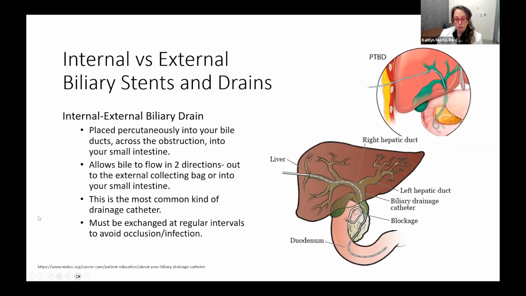So this is an internal external biliary drain. Same concept as the other drain we just talked about, but in this case, the radiologist is able to get the tube through the area that's blocked to drain into the small intestine. So this drain allows the bile to flow in two directions. One is out into the external collecting bag out here, outside your skin, and the other is into the small intestine. This is the most common type of drainage catheter. This must also be changed at regular intervals to avoid any occlusion or infection.